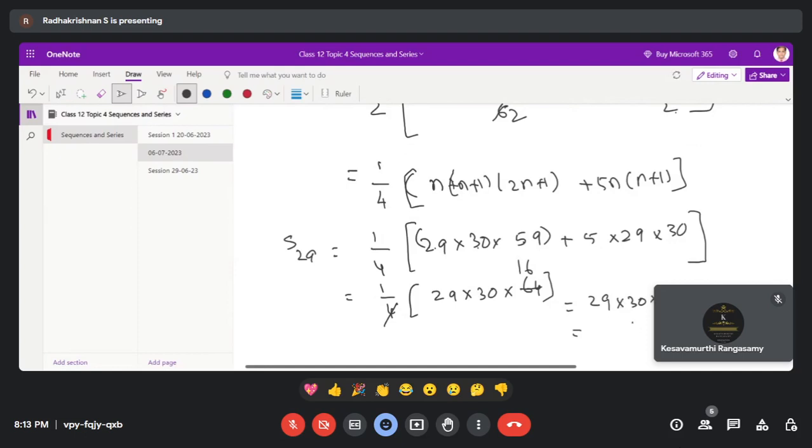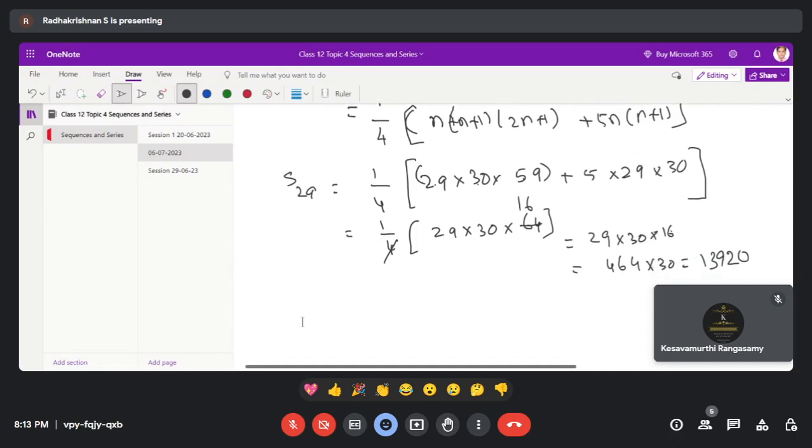One 44, 14, 16 into 2, 32, plus 1, plus 29 equal to 13,920. Same way you do S9.